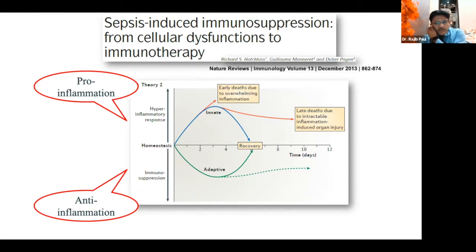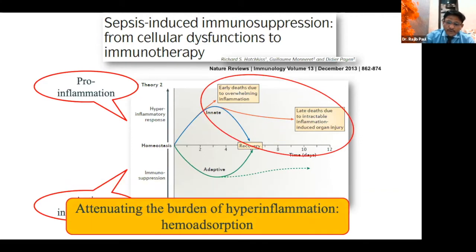This hyperinflammation, if identified on time and treated on time, we could save a few patients who otherwise would land with multi-organ failure or severe lung injury, which will ultimately require ECMO or a lung transplant for survival. So we are trying to attenuate this burden of hyperinflammation by what we call hemoadsorption, which is what Cytosorb is all about.